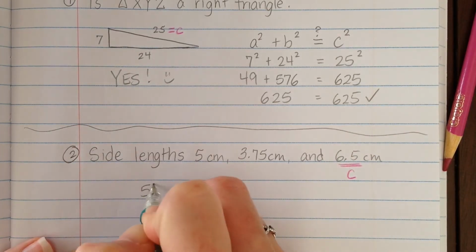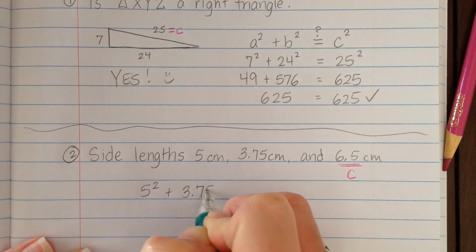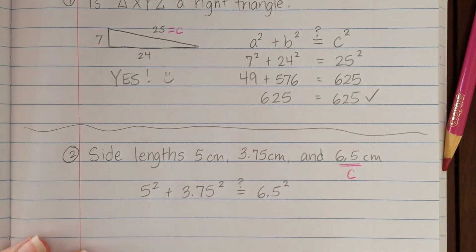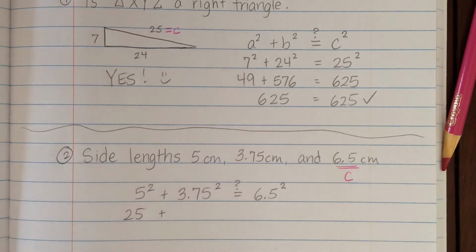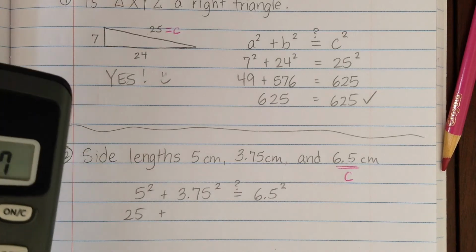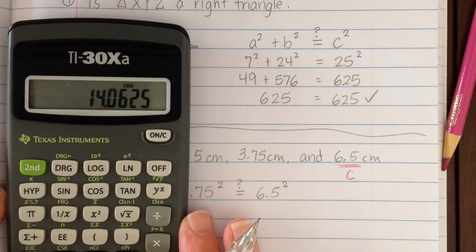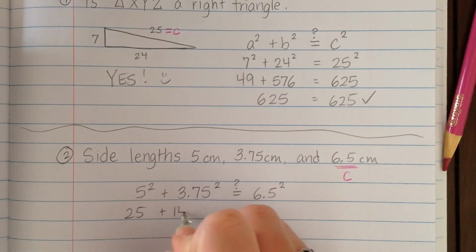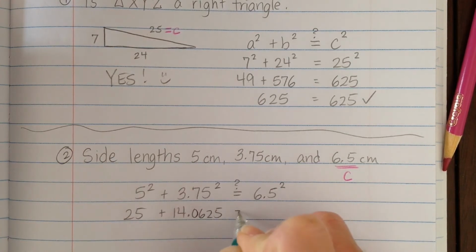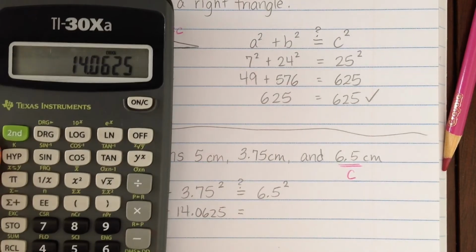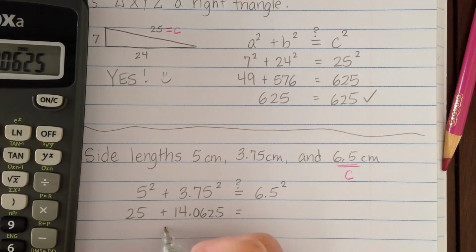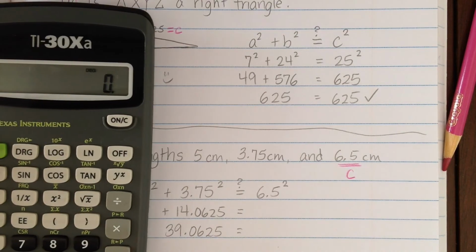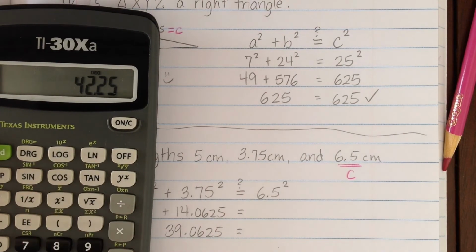So we'll do 5 squared plus 3.75 squared. Does this equal 6.5 squared? All right, well, let's try it out. 5 squared is 25. That one's easy. 3.75 squared, okay, I get this number: 14.0625. I'm going to leave that in my calculator and just add 25 to it. I have 39.0625. All right, and now on the flip side, I'm going to do 6 5/10 squared.